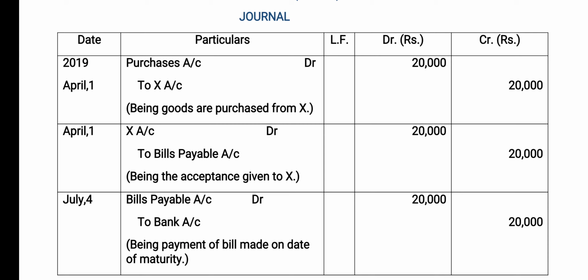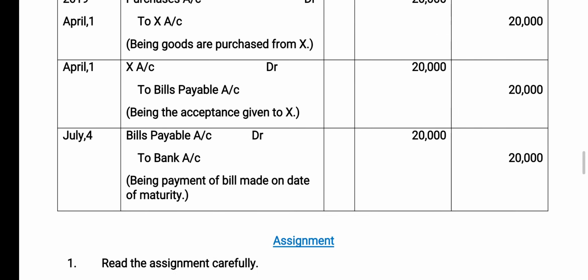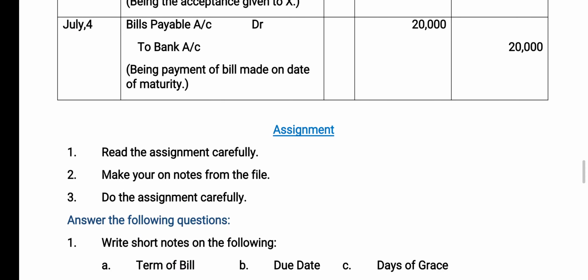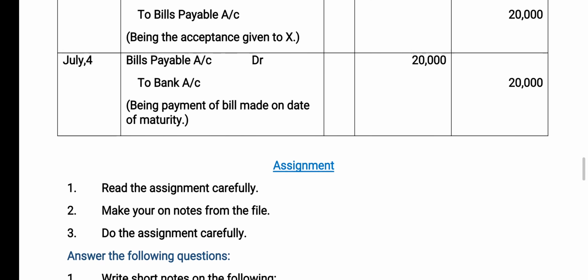Now the maturity date comes when Y pays the bill to X. So on July 4th, bills payable account debited to bank account, being the payment of bill made on date of maturity, and the amount is 20,000. So student, this is the practical which we have done for case 1.